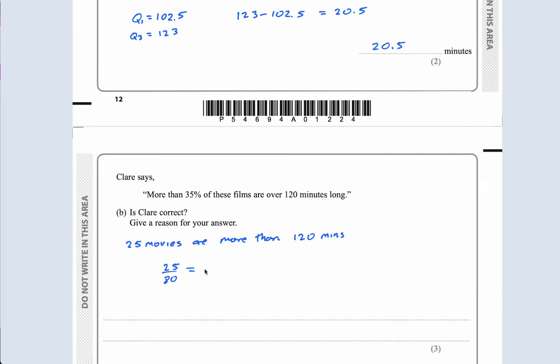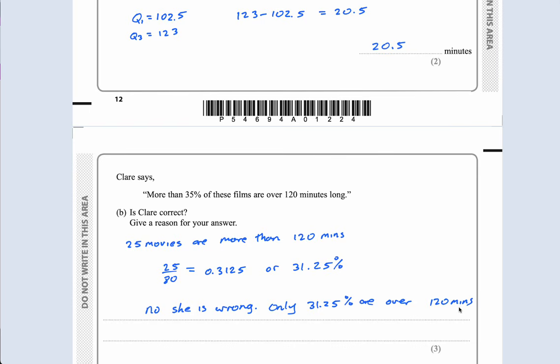0.3125, or 31.25%. So she said 35% are over 120 minutes long, but no, it's actually 31.25%, so she is wrong. Is she correct? No, she is wrong. Only 31.25% are over 120 minutes.